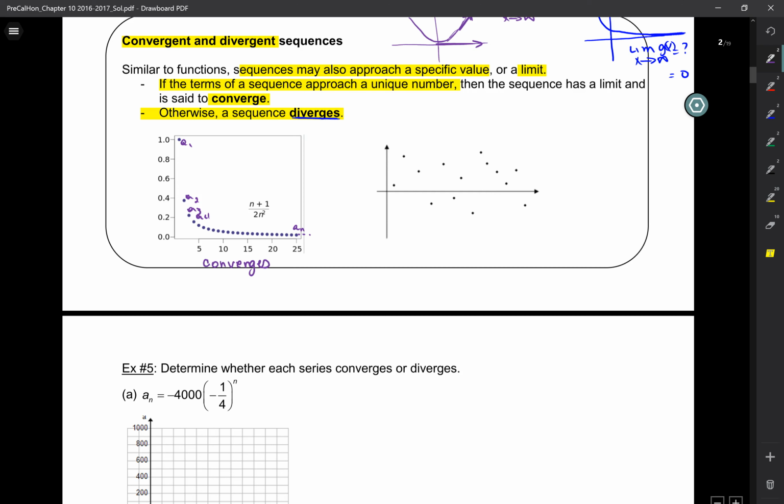Well, look at this one. A1, A2, A3, A4. Well, it looks like there is some sort of a pattern, or maybe not. Do I know by the time I reach AN, like the millionth n, what value these terms are going to be approaching? No, I have no idea. So I say this is a sequence that diverges.